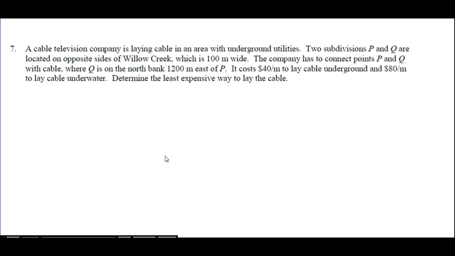A cable TV company is laying cable in an area with underground utilities. 2 subdivisions, P and Q, are located on opposite sides of Willow Creek, which is 100 meters wide.